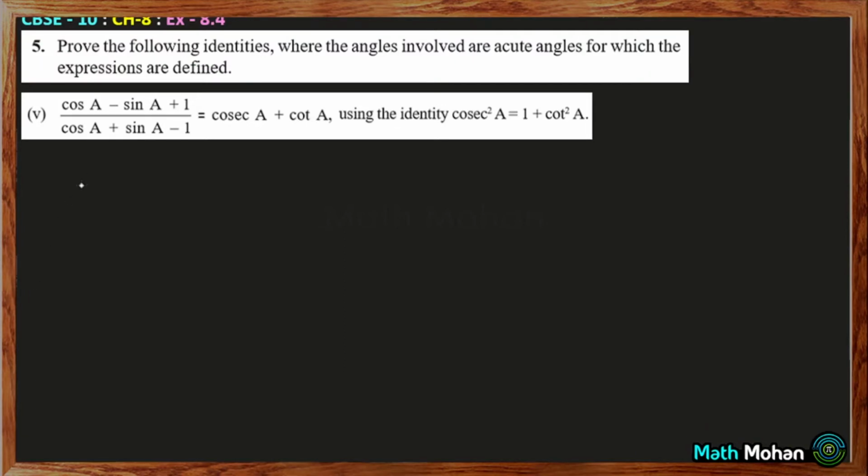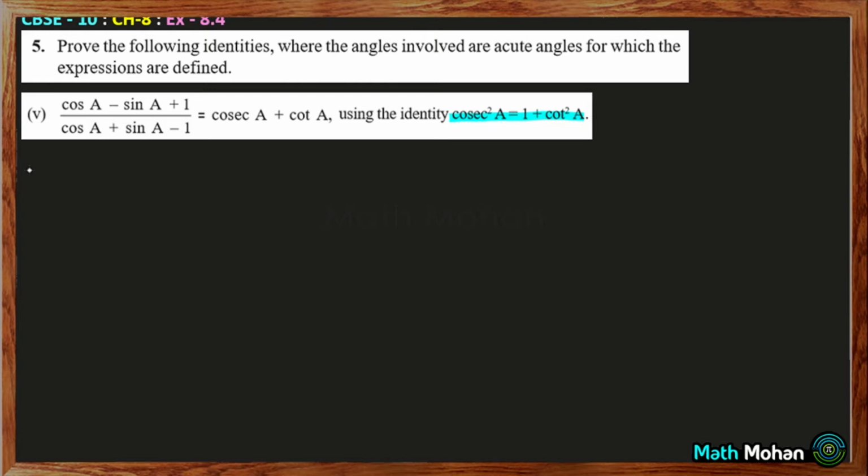Hi everyone. Today we are going to see the continuation of exercise 8.4, fifth question, fifth subdivision. Here we are asked to prove the LHS equal to RHS using the trigonometric identities. In this subdivision, the LHS is (cos A minus sin A plus 1) divided by (cos A plus sin A minus 1) equal to cosecant A plus cot A. We are asked to make use of the identity cosecant square A equal to 1 plus cot square A.